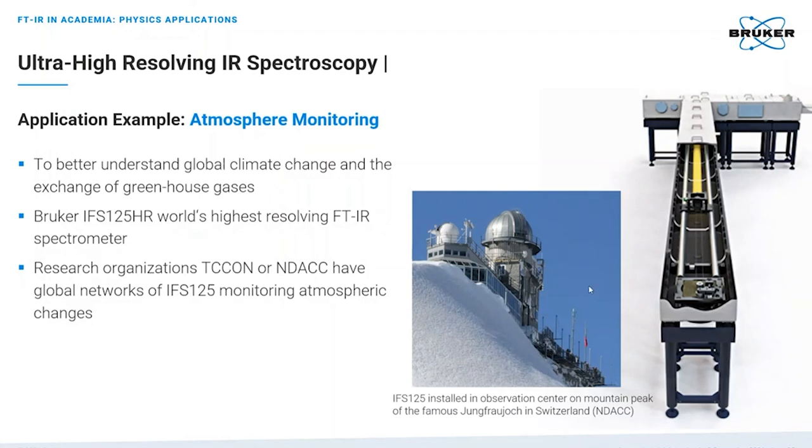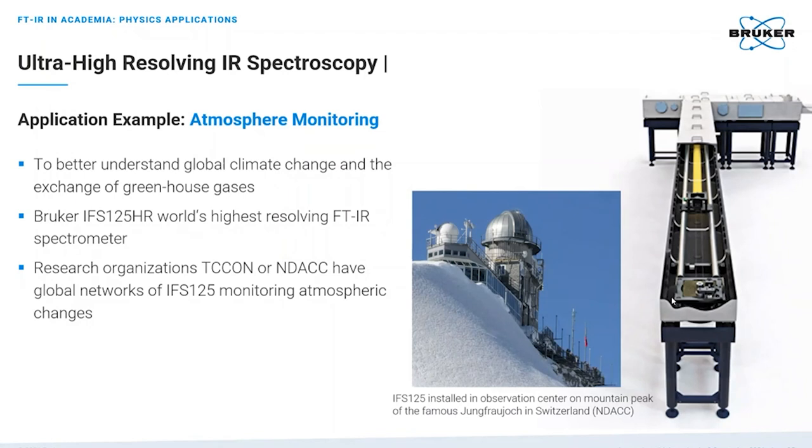In the right picture, you see the Bruker IFS 125HR ultra-high resolving spectrometer with this impressive interferometer design, ensuring a beam integrity over the extreme long optical path difference up to 11 meters. With this accurate instrument shape, outstanding wavelength precision, and the utmost spectral resolution, of course, IFS 125 is the FTIR spectrometer of choice for global research organizations such as the Total Carbon Column Observation Network, TCCON, or the Network for the Detection of Atmospheric Composition Change, NDACC.